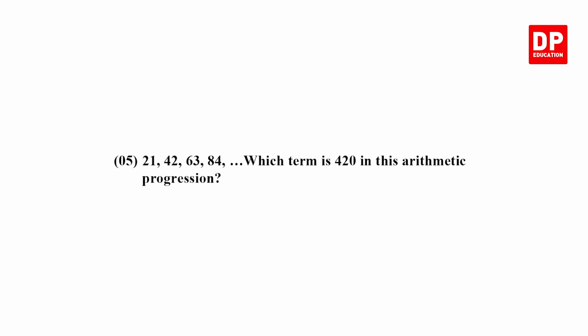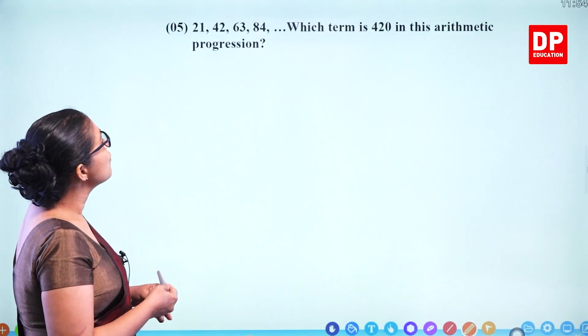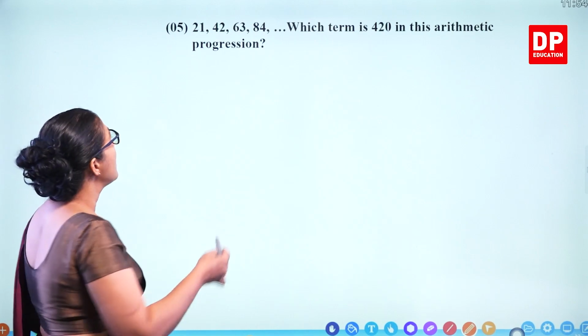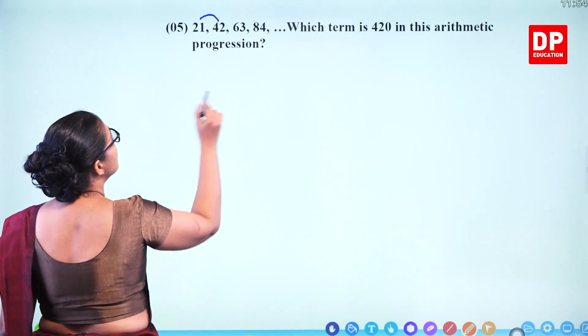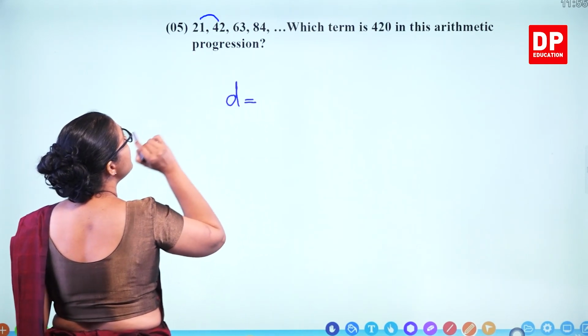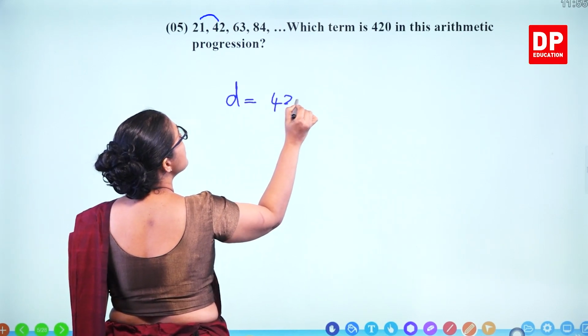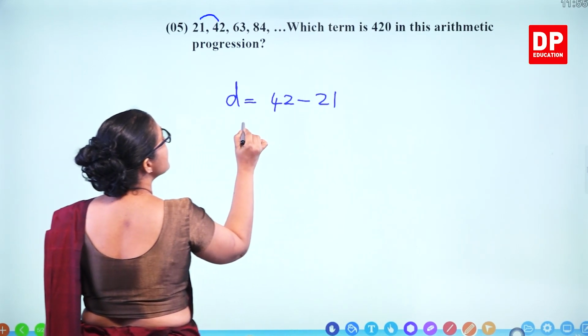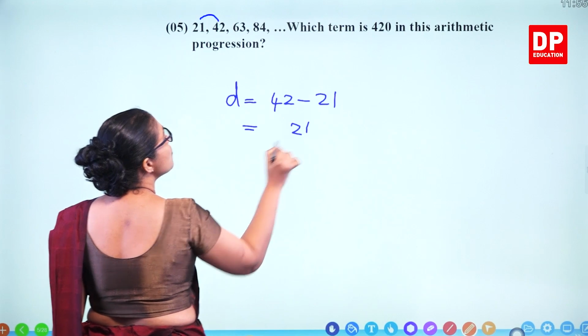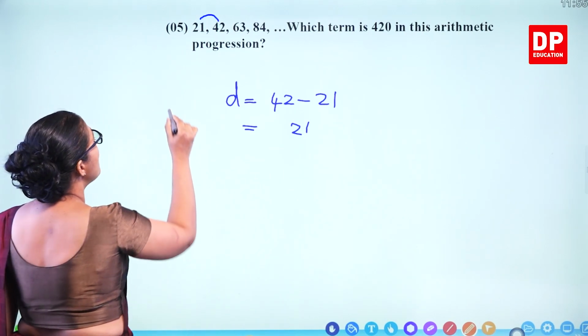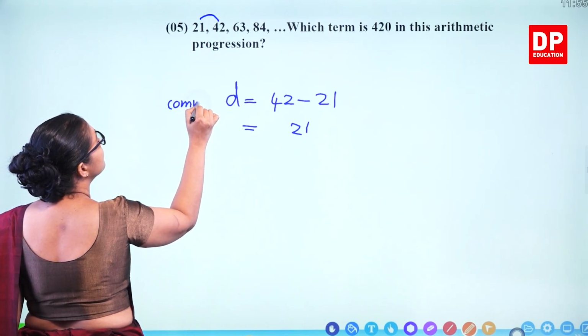Question number 5. 21, 42, 63. Which term is 420 in this arithmetic progression? They have given that this is an arithmetic progression, so you have to find n. You can find the common difference by taking any term minus the previous term. So you get 21 as the common difference.